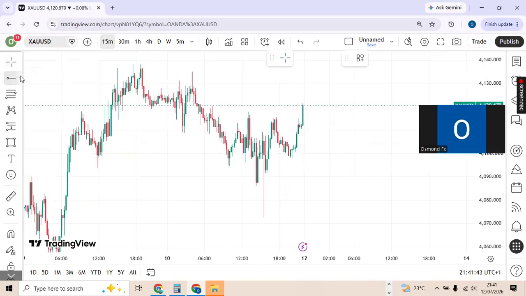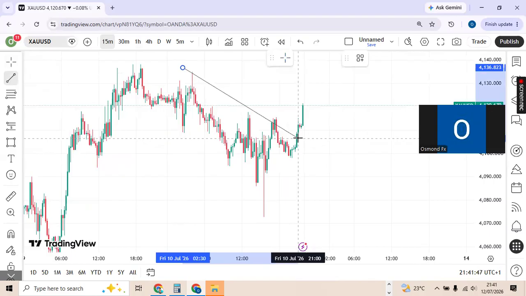Now, if I draw my trend line here, gold is very tricky, guys. Let me tell you guys the secret of gold. If you want to understand gold, learn more about liquidity. Okay, learn more about liquidity and learn more about timing.